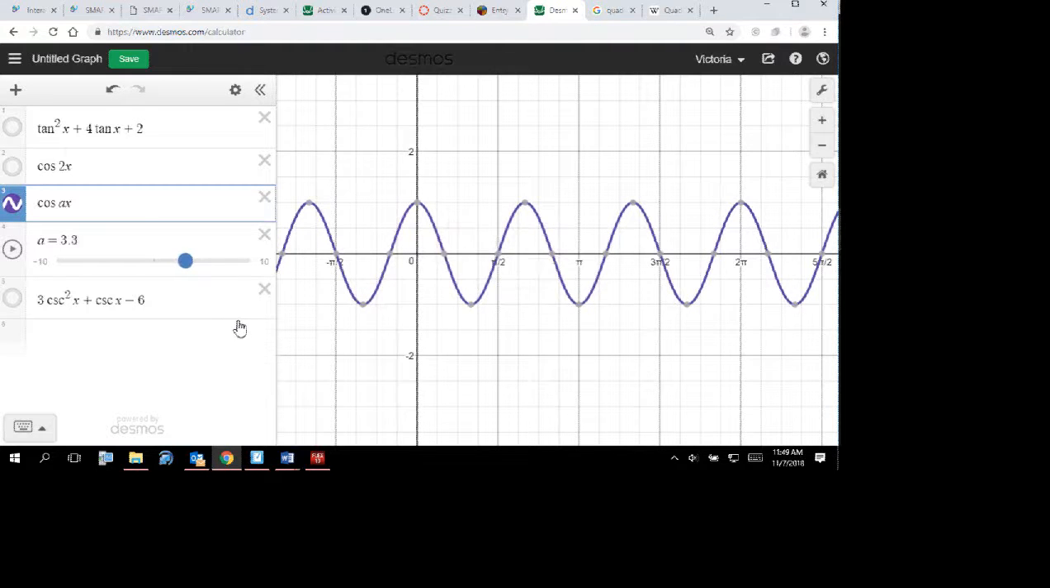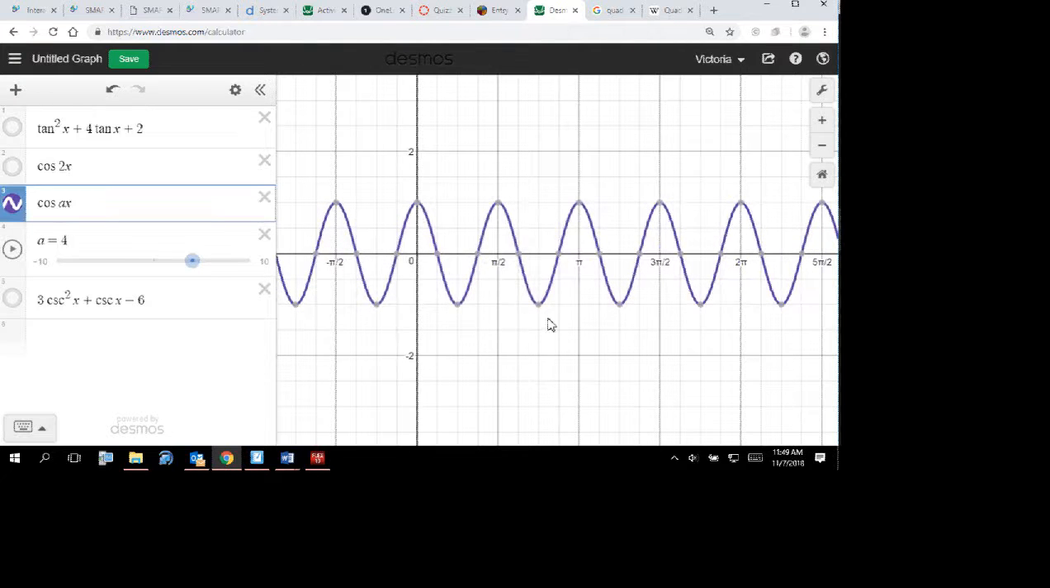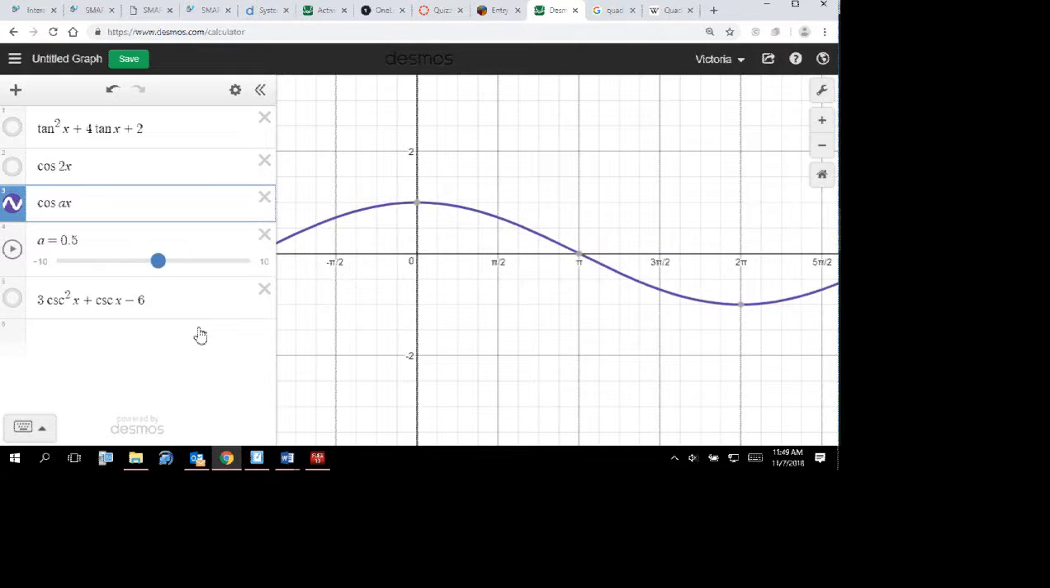If I make A equals 4, you want to guess what it's going to be? Let's see if you're right. Boom. What if I make A equals a half? How many x-intercepts are there when I'm only doing half a cycle? There's just one, because normally there's 2. It would be half a cycle.